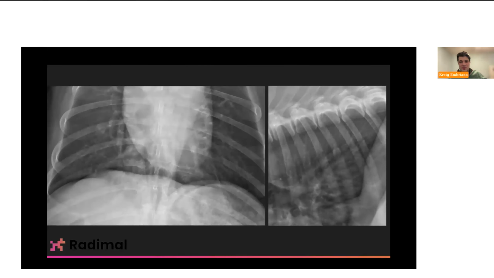And this is just a zoom in of the same images, just showing the lateral view and how it's a little bit busier than, say, on the VD projection.